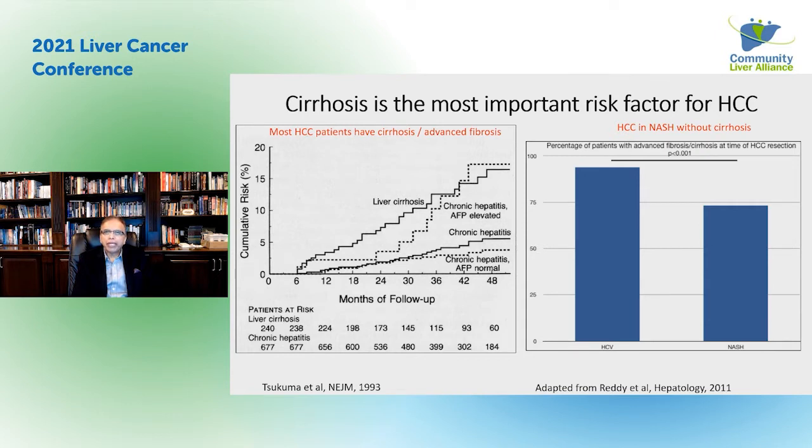But when you compare to patients with NASH, there are almost 20 to 25% of the patients with hepatocellular carcinoma who don't have cirrhosis. So cirrhosis is obviously a very important risk factor for HCC, but there are patients without cirrhosis, particularly in NASH, who may develop hepatocellular carcinoma. Next slide.